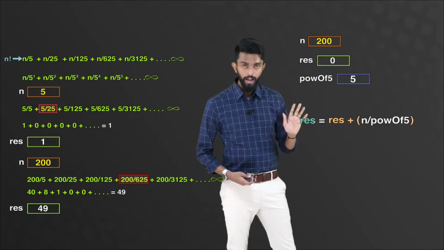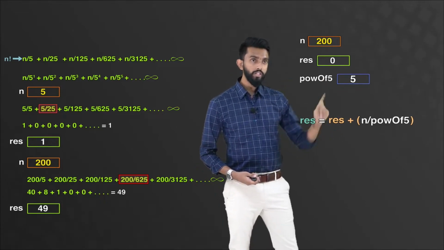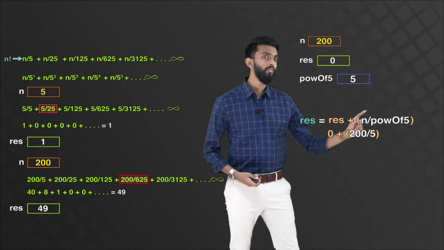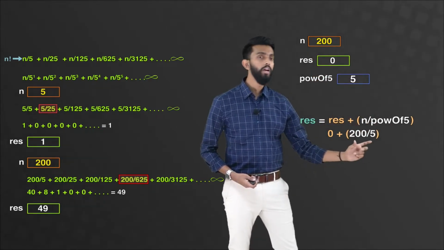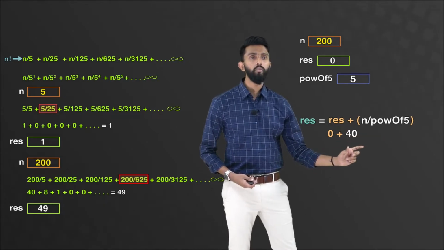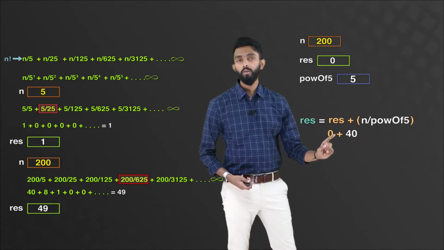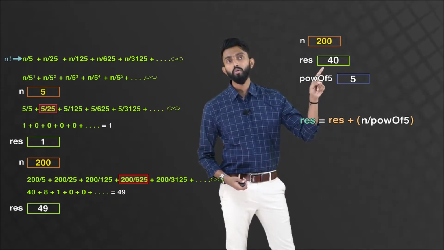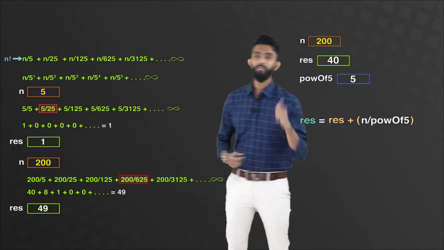And if I just apply the logic here, what is the value of result now? 0. What is the value of n? 200. What is the existing value of power of 5? 5. So 200 divided by 5 is nothing but 40, 40 plus 0 is nothing but 40, and that becomes my updated value of result, which is what I am showing here. Any confusion till this point of time?